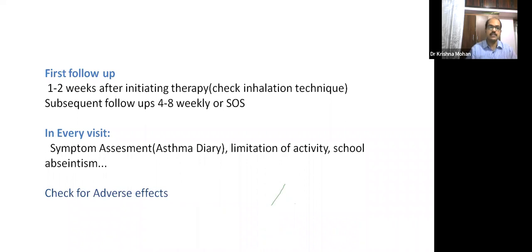And every visit, what are the things you should do? You ask for the symptoms, how well his symptoms are controlled. It is better that you maintain an asthma diary, which carries the details of how many days a month he is getting symptoms, how many times the drug is given, was there a need to go to a nearby hospital for nebulization. All these things you detail in a diary. That is what is called an asthma diary. Also check for adverse effects. So first follow up 1 to 2 weeks, and then regularly at least once in 2 months you have to follow up.